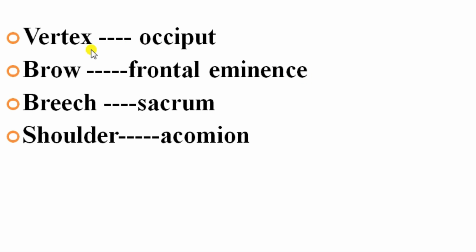So in vertex presentation, the bony landmark or the denominator is the occiput. In brow presentation, it is frontal eminence. In breech presentation, it is sacrum. In shoulder presentation, it is acromion. And in face presentation, it is mentum.